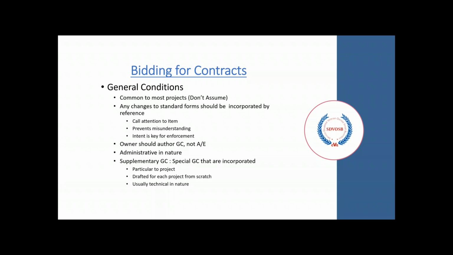General conditions are pretty typical from project to project, but you shouldn't assume what they are. You should have a keener eye on them. Any changes to the standard forms for the general conditions should be incorporated by reference. There needs to be some sort of marker that calls attention to that item, so it prevents misunderstanding. The owner should be the one to approve or alter any general conditions, not the architect or the engineer. It's an administrative piece of paperwork in the bid documents in its nature.